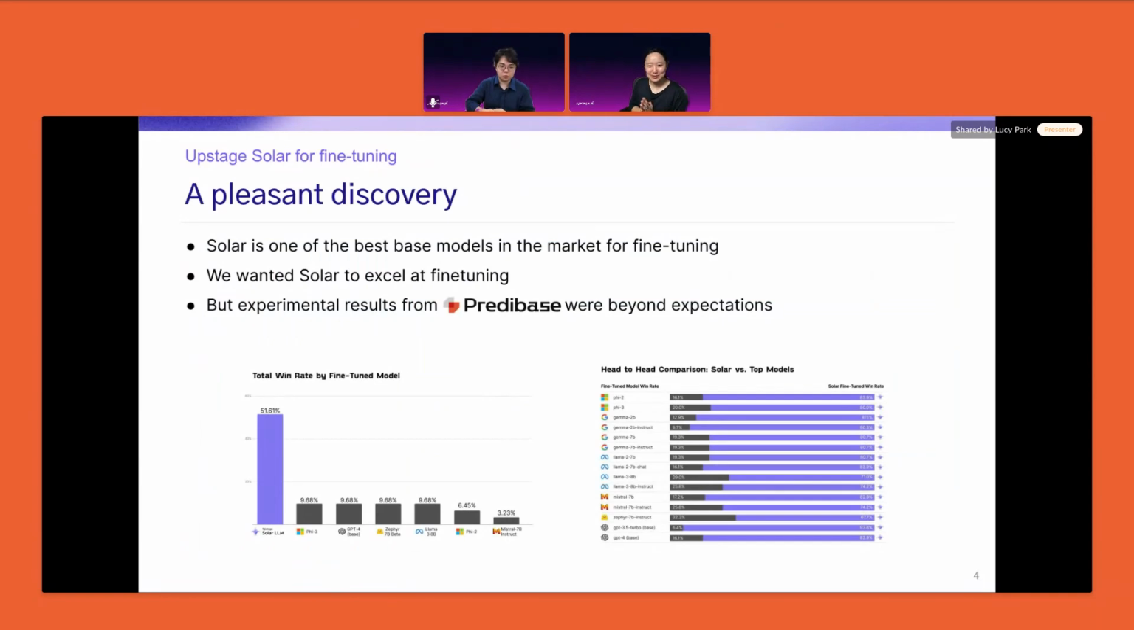So we are proud that Solar is quite competitive in various tasks, but recently we found that Solar stands out as one of the best base models for fine-tuning. Of course, we wanted Solar to excel at fine-tuning, but experimental results from Predibase were beyond our expectations. So we discussed a bit more within the team about the reasons why Solar is so good at fine-tuning. And today, I want to share some of our hypotheses. But first, let's get to know Solar a bit better.